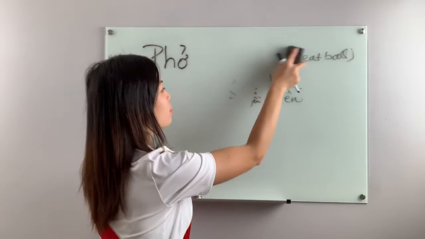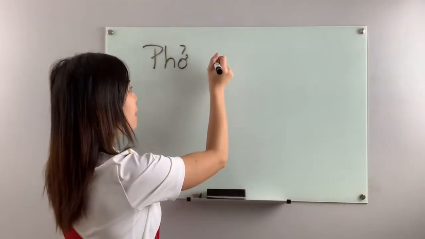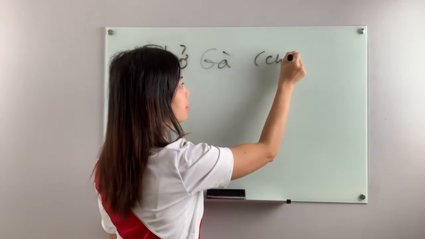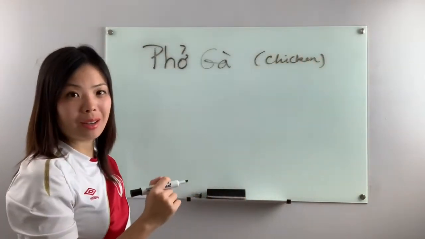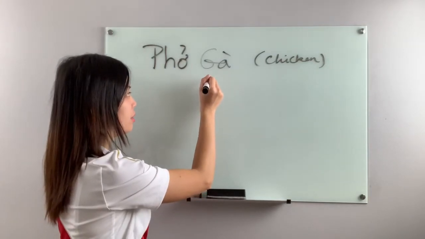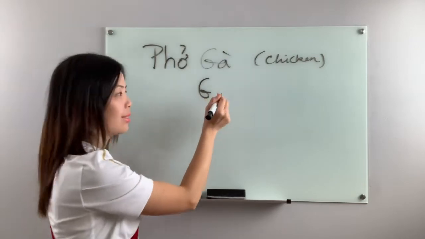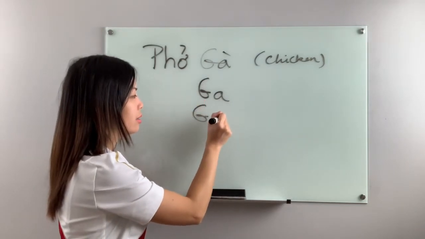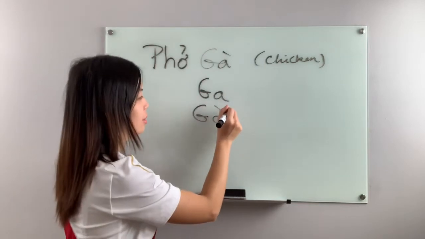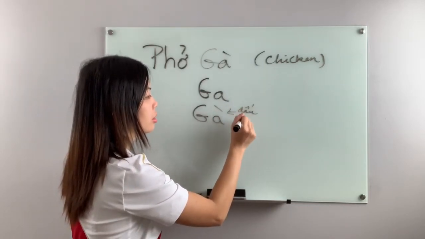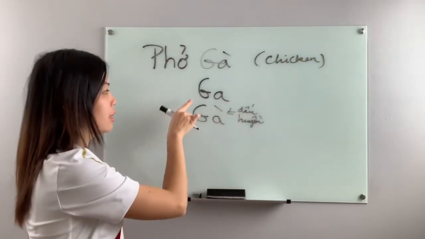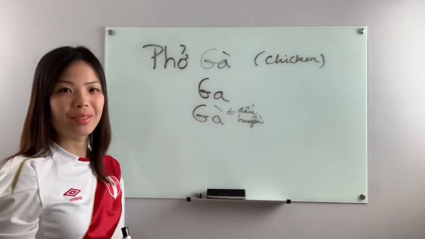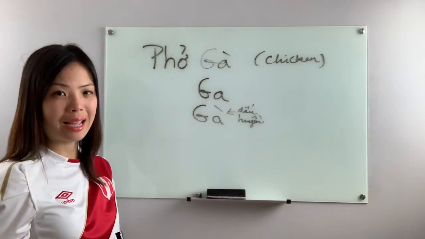Now, the next one that I want to teach you is called phở gà. Phở gà is the chicken phở. Gà means chicken. To pronounce gà, you pronounce g. This is g, this is a. Together it is ga. And you add in dấu huyền, gà. Phở gà is the chicken phở.